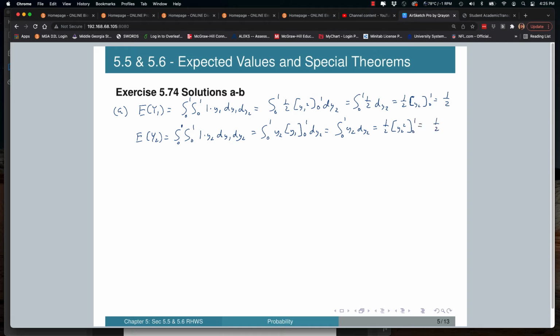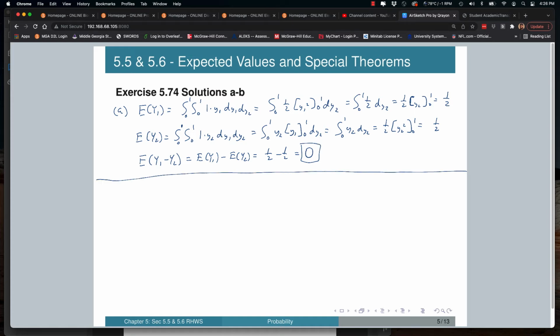So lo and behold, the exciting conclusion to this is the expected value of y sub 1 minus y sub 2 is equal to the expected value of y sub 1 minus the expected value of y sub 2 separately. And we get 1/2 minus 1/2, or just 0 for the answer there.